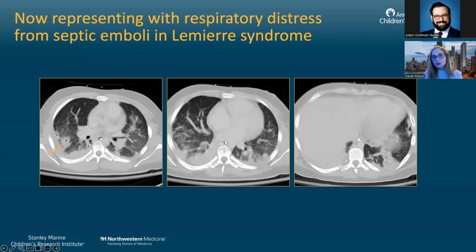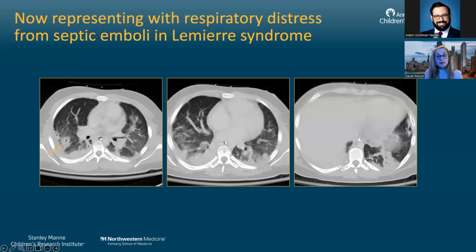So a CT chest was obtained at that time, and we can see that there are these new cavitary foci within the periphery of the lungs. So this imaging is classic for the imaging triad seen in Lemierre syndrome, which is pharyngitis with some neck vein thrombosis and then cavitary pulmonary nodules. Now, the metastatic infection can involve the bone as well as the lung. It just has to be some kind of evidence of metastatic infection, but I think cavitary pulmonary nodules from septic emboli is what we see most commonly.